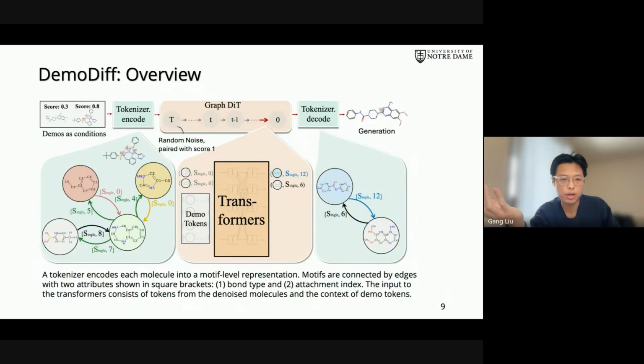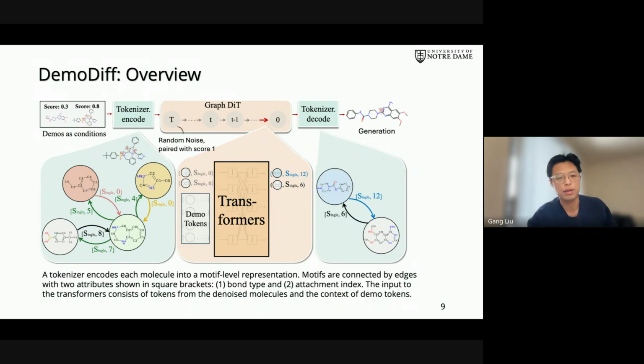So in this work, we propose the demonstration conditioned diffusion model, or we call it DemoDiff. Here is an overview of this work. We use a group of molecule and score pairs as demos. They are conditions for the graph diffusion transformers. We add a tokenizer module between the input data and the Graph DiT to encode and decode molecules between atom level representation and multiple level representations.